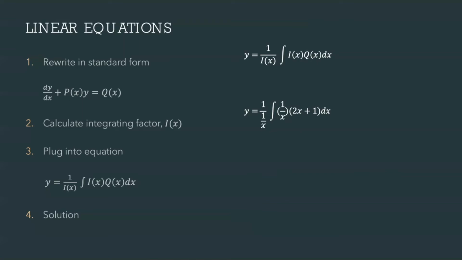I simplified this equation, so 1 over x turns into x, and I distributed 1 over x to 2x plus 1, and that equals 2 plus 1 over x inside the integral. Now I solved for the integral, and that results in y equals x times 2x plus the natural log of x plus c. Now this is your explicit general solution, and as stated before, explicit is where y is standalone, and this is a general solution because we do not have an initial value to solve for c.